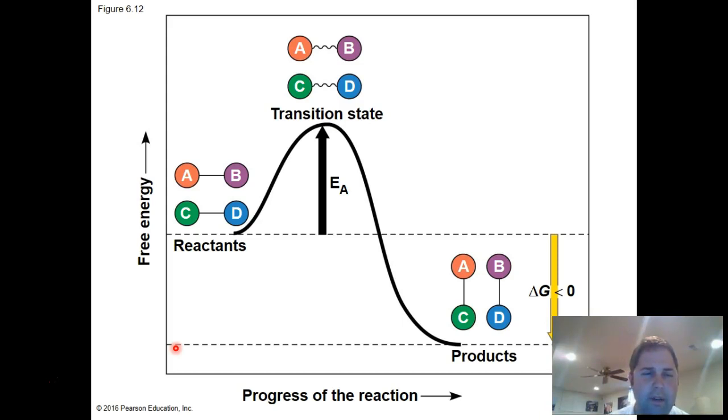So here is a reaction, the progress of the reaction plotted against the free energy. If the reactants are here and the products are here, we can see that getting from reactant to product gives us a negative delta G. This reaction is spontaneous. The problem is, to get from here to here, you have to get over this transition state that has a higher free energy. That would be the energy of activation. So this much energy needs to go in to get us started, and then all of this energy will come out. It's overall spontaneous, but we do need to activate this reaction.